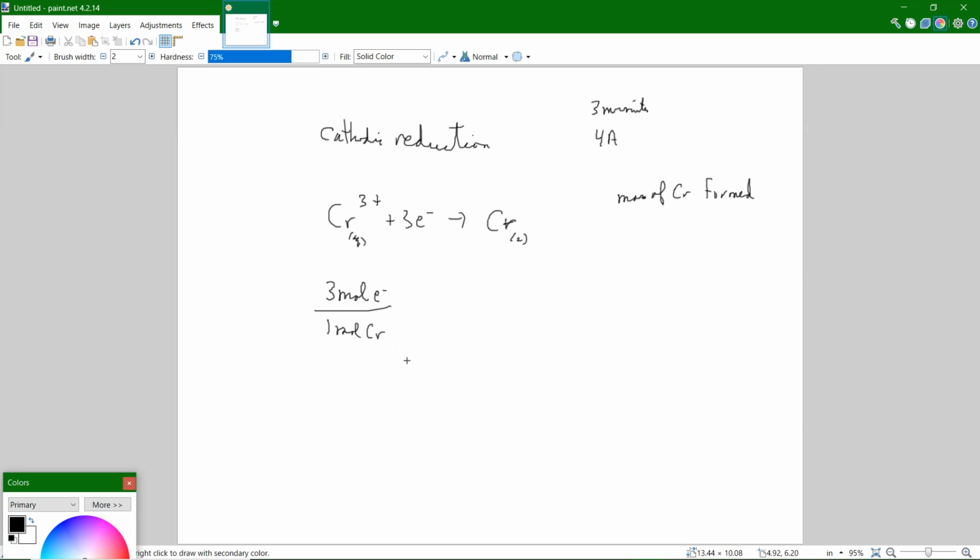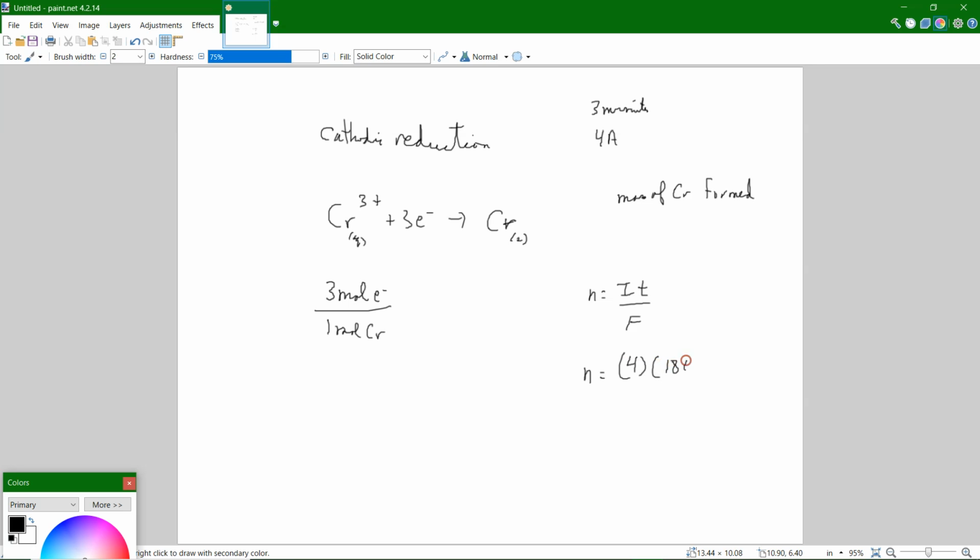So what was that thing? What was it? n equals It over F. Okay. There are some smoother ways to do it, but I'd like to just do the different parts here, to get a better feeling for what's going on. So the moles of electrons I actually deliver might not be 3. It might be different than that. Let's find out. You're given the 4 amps, and the time is 3 minutes.